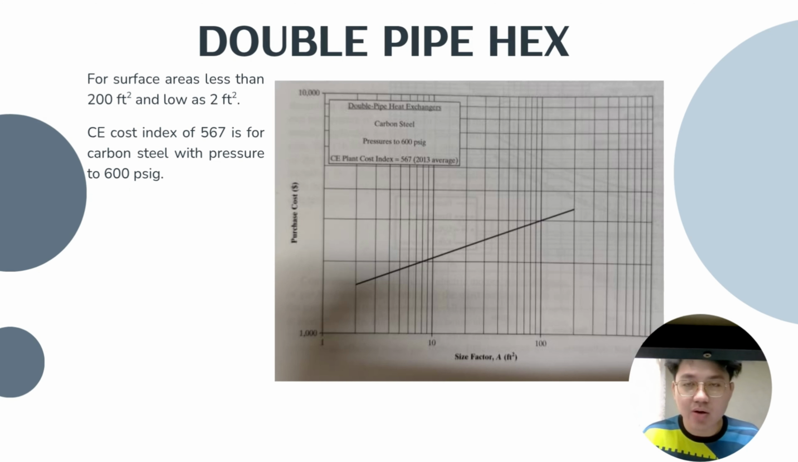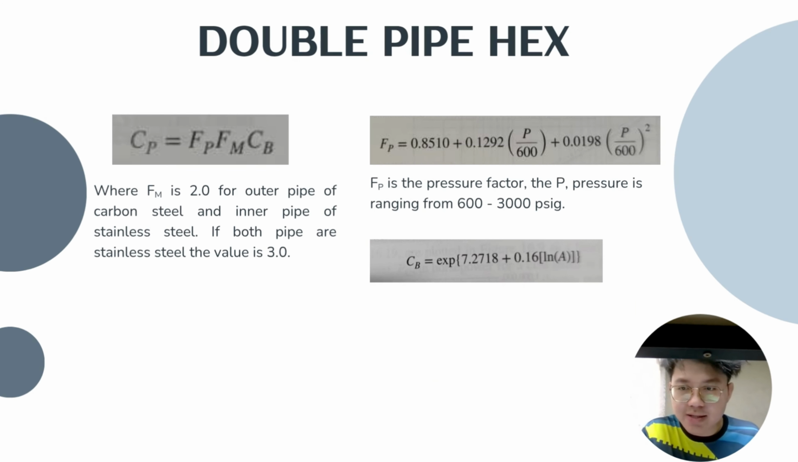Next, we are going to the second type of heat exchanger, which is the double pipe heat exchanger. Double pipe heat exchangers are often selected for surface areas less than 200 feet squared and as low as 2 feet squared. The diagram given here, with a CE cost index of 567, is for carbon steel with pressure up to 600 psig. For cases other than the stated, we use the formula CP equals FP FM times CB, where FM is 2.0 for outer pipe of carbon steel and inner pipe of stainless steel. If both pipes are stainless steel, the value will be 3.0.